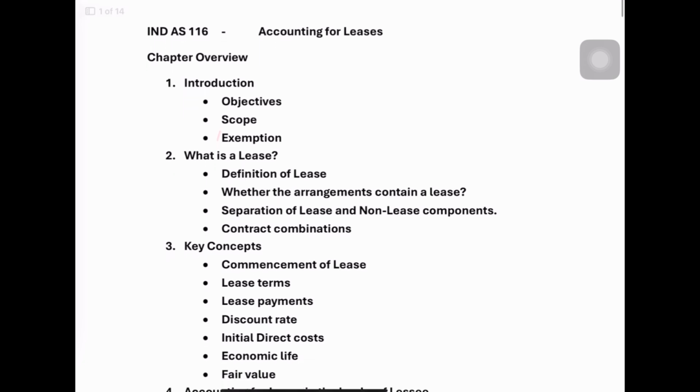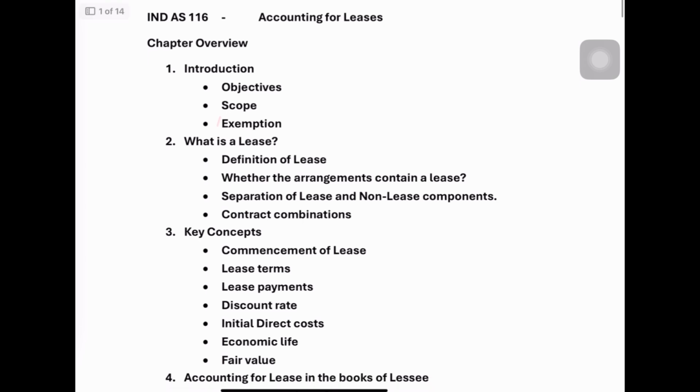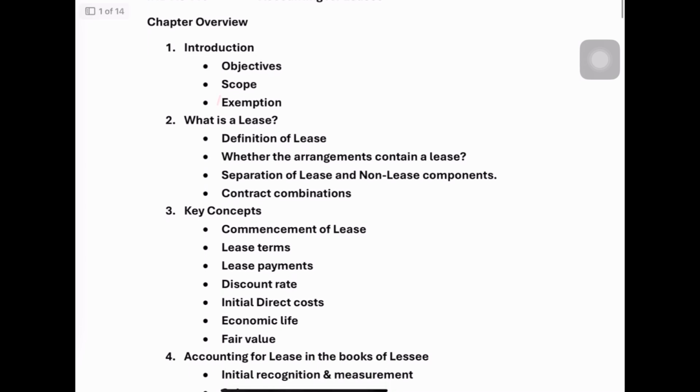Okay, so now for the accounting for leases, these are the chapter overviews which we will cover through this video. One, on the introduction, we will try to see the objective why Ind AS 116 has been framed, what is the scope of Ind AS 116, and what are the exemptions for which Ind AS 116 may not be applied. So we'll go through that.